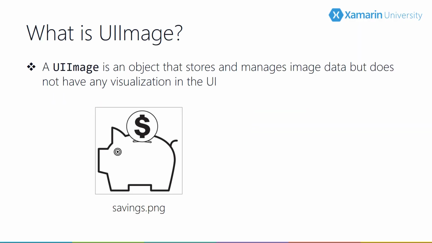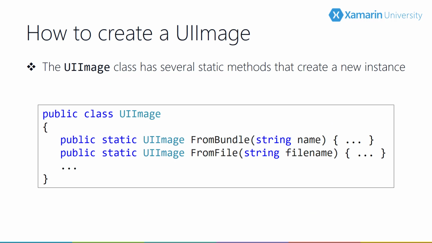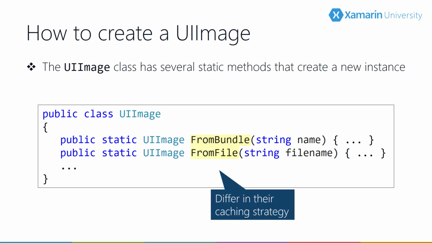So what exactly is a UIImage? A UIImage is an object that represents an image in memory. So it's just an object that stores and manages image data. And there are actually multiple ways of creating a UIImage. On the UIImage class, there are a few static methods, two specifically that are really common, FromBundle and FromFile. You can see they both have the same signature, they take in a string. However, they differ in their caching strategies.